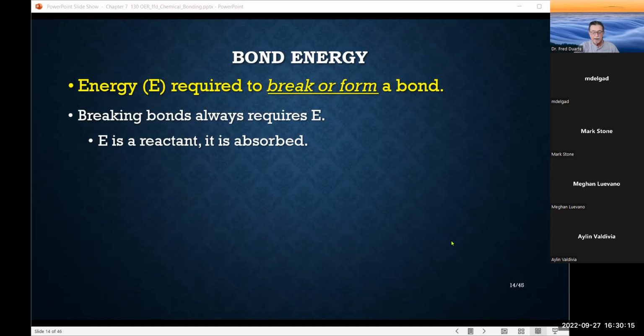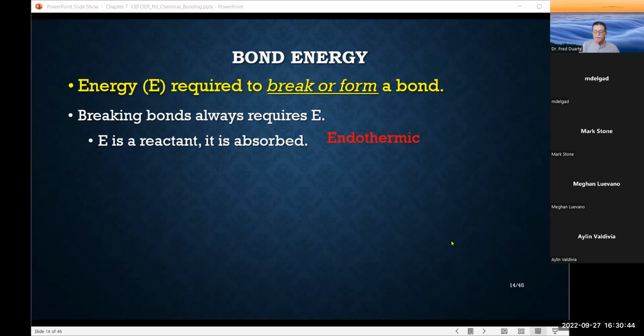And that being the case, energy is being absorbed. So we call that an endothermic process. Endothermic, endo meaning energy is going into the system. In fact, when you do an endothermic reaction, the actual container will get cold because it's taking energy away from the system and putting it into the reactants.